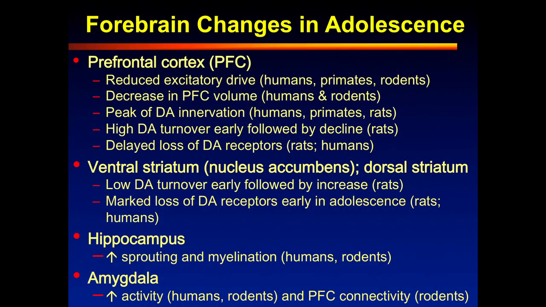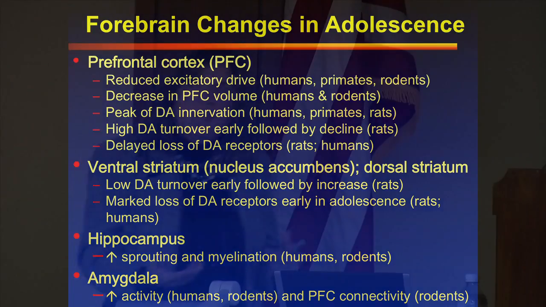Then the third point I want to make is if you look at the players where you're seeing a lot of changes, prefrontal cortex, ventral striatum, amygdala, and other areas of the limbic system, these are brain regions that are known to be very important in risk-taking behavior, social behaviors, rewarding stimuli, and self-control. So given all these changes, it would be amazing indeed if adolescents didn't differ from adults in some aspects of these behaviors. And my argument is that they do.